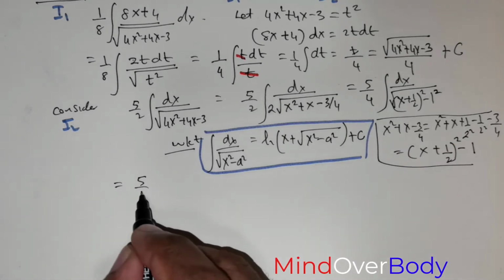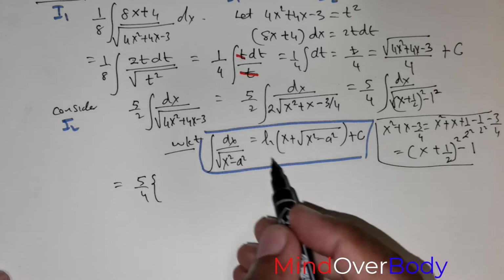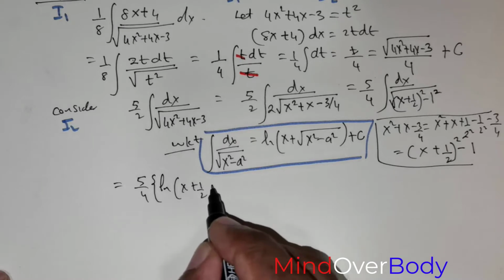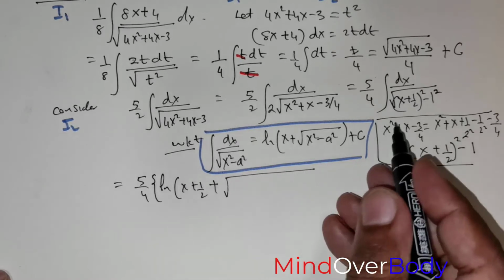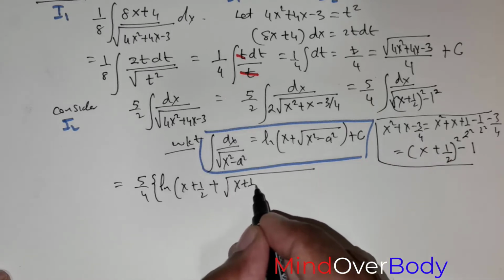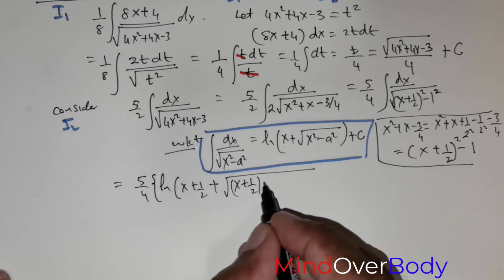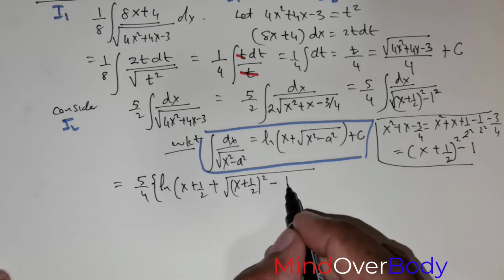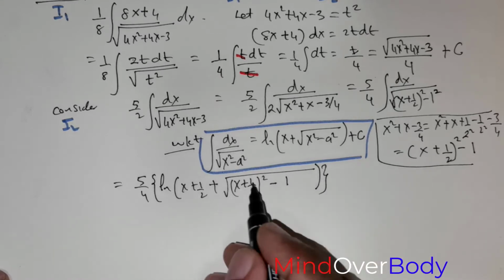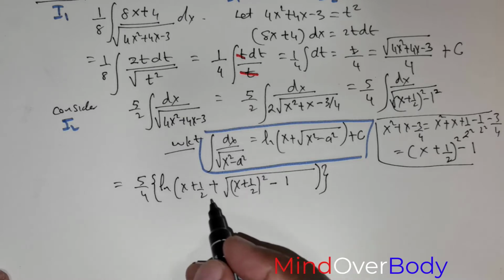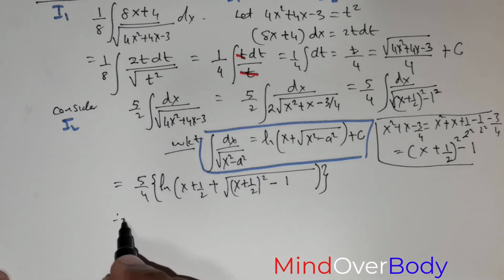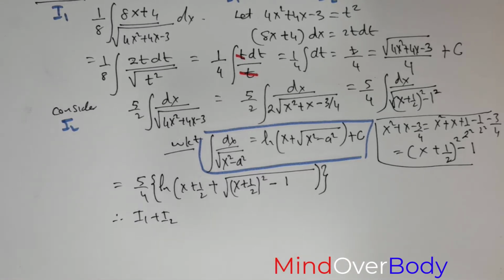So that's going to be 5 over 4, and you will start with ln of x + 1/2 + root of the quantity which is present in place of x, that's (x + 1/2) raised to the power of 2, followed by −1. Now I can make the following simplification, or if you choose not to, you can just retain this as it is. So the final solution, therefore, is I1 + I2.